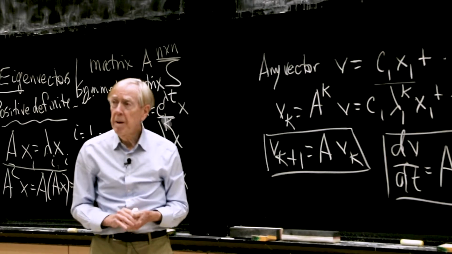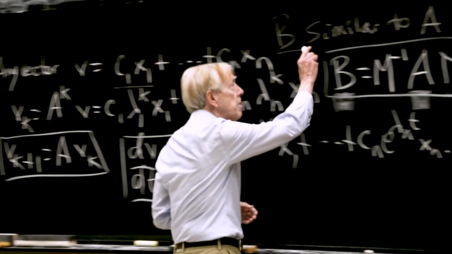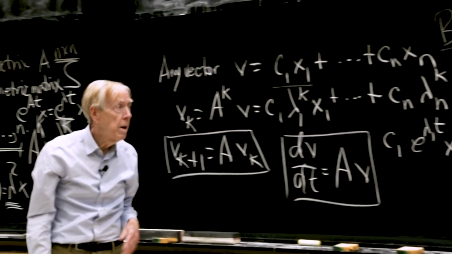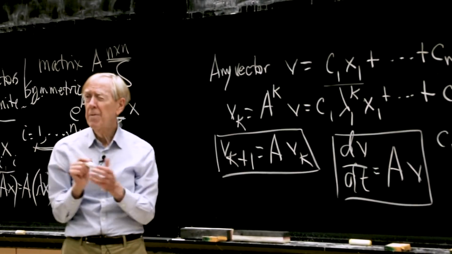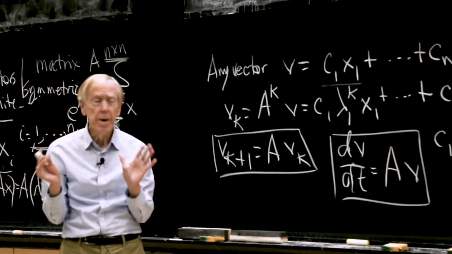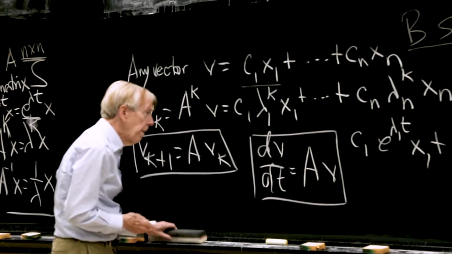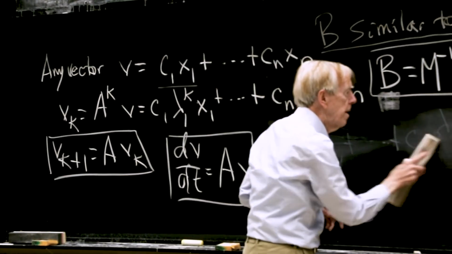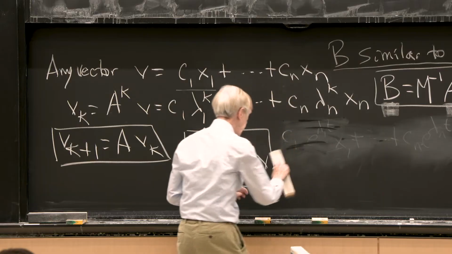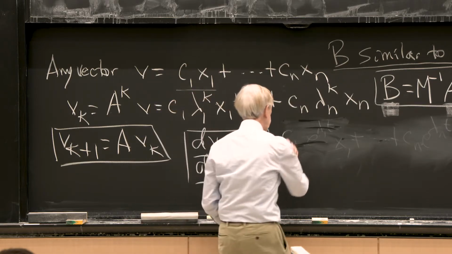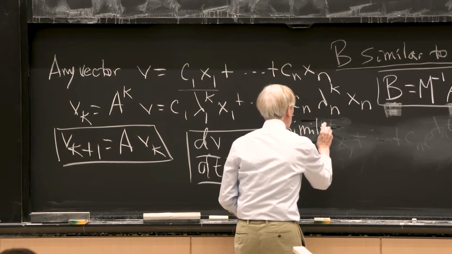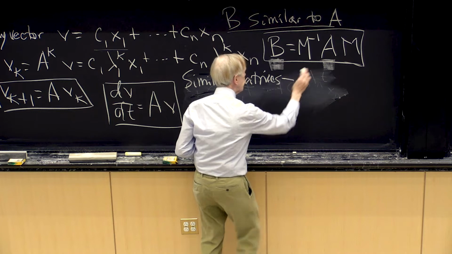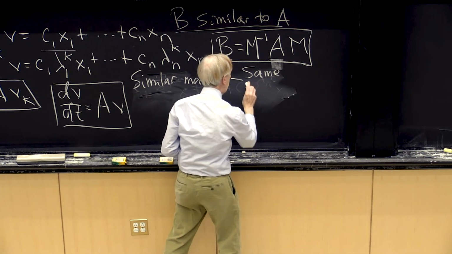So what's the key fact? Do you remember the key fact about similar matrices? If B and A are connected like that, they have the same eigenvalues. This is just a useful point to remember. It's one fact in the discussion of eigenvalues and eigenvectors. So: similar matrices, same eigenvalues.